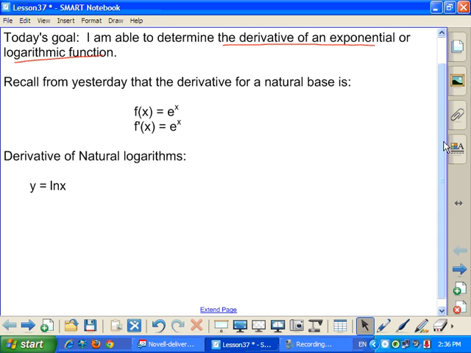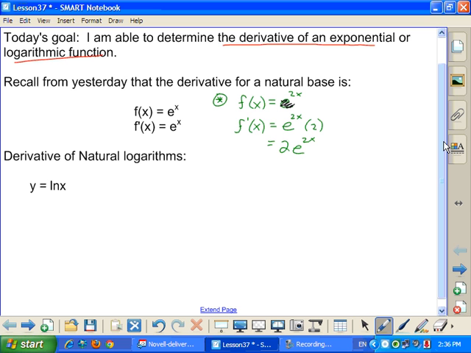From yesterday, note that the derivative of the natural base is itself. Now, as a side note, what happens if the exponent is not just x? What happens if f of x equals e to the 2x, for example? The derivative would be, using chain rule, the derivative of the function. The derivative of an e function is itself, so now I've taken the derivative of the function. And now you take the derivative of the exponent, and the derivative of the exponent is 2. So it ends up being 2e to the 2x.